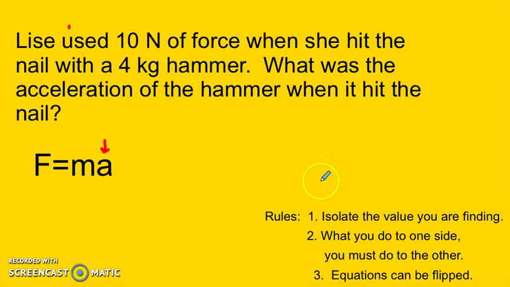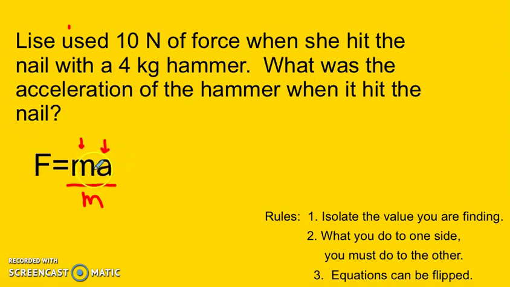You can see I put the rules down here. To get rid of this m, we're going to divide this entire side by m. Think of it this way. If this was 5a, to get rid of the 5, you would divide by 5. And 5 over 5 equals 1. 1 times a equals 1a. And what we want is 1a on this side.